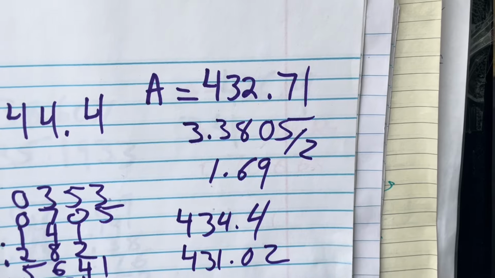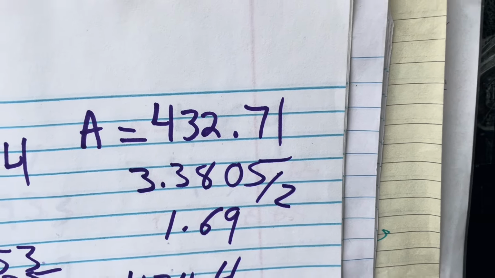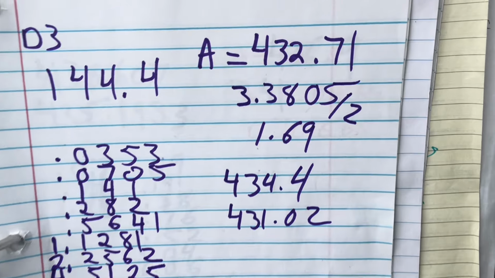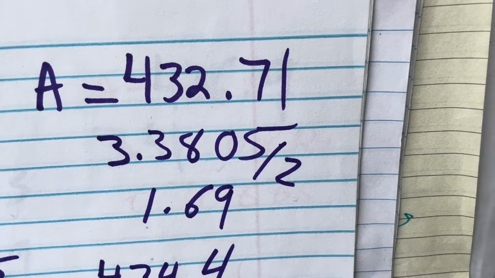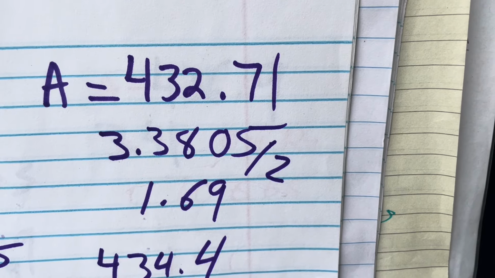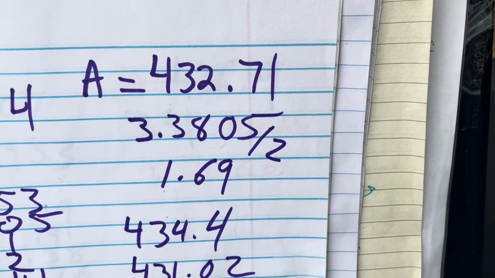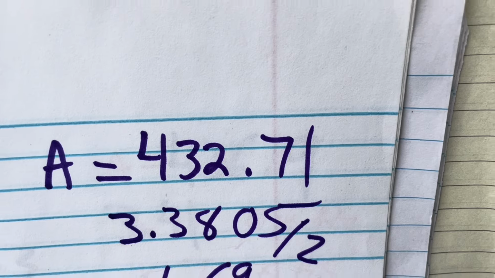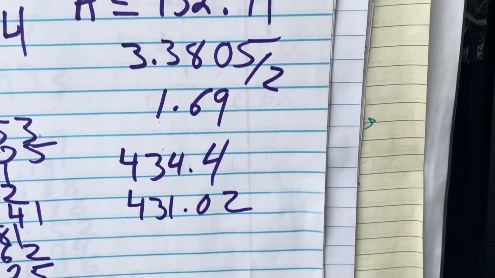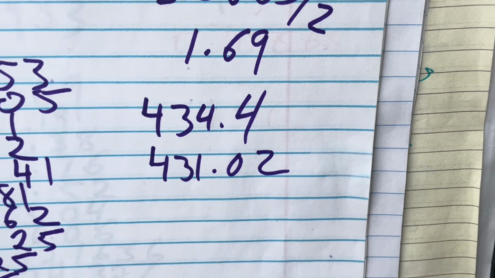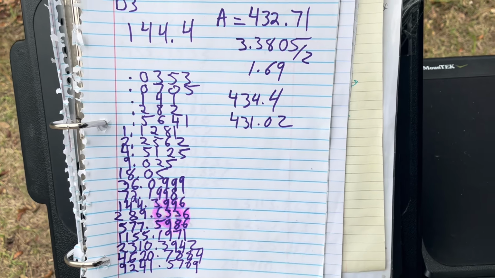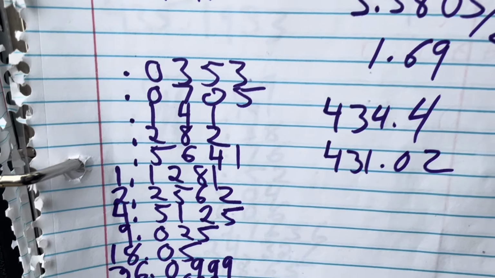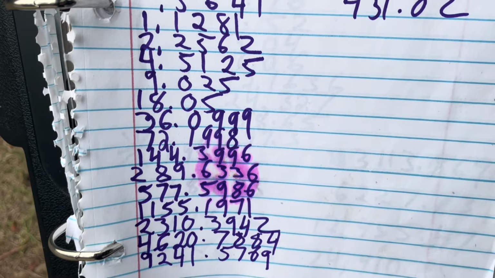And here's my tuning, right? A32.71 gives me all these frequencies, spells all those out, right? Took this number 3.3805, cut it in half, 1.69. Added half to the top of that, subtracted half from the bottom, came up with these 2 numbers, my A4 tuning. That gives me my binaural beats that synchronize beautifully with all these frequencies.